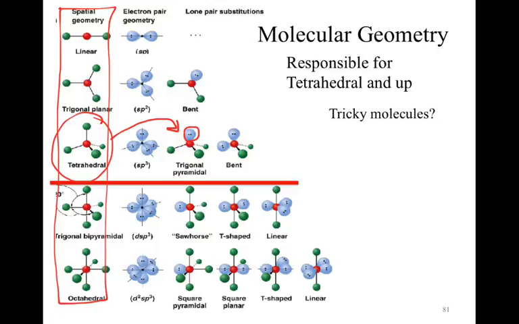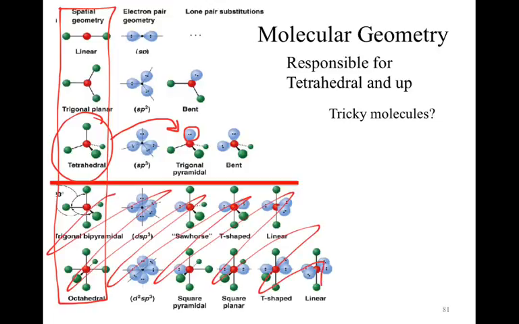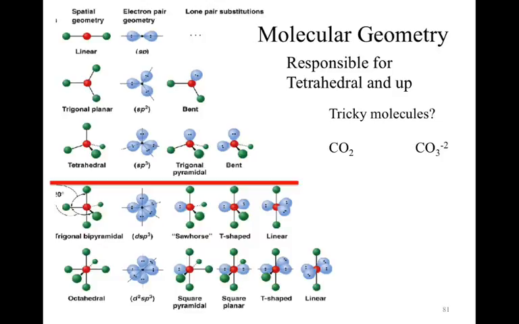You'll notice that as we move further and further through this, it gets more and more difficult. Remember how I said you weren't responsible for 5 and 6-membered groups of electrons? You aren't responsible for their shapes either. Okay? So don't worry about those shapes. Tricky molecules. Okay, let's take a look at CO2.